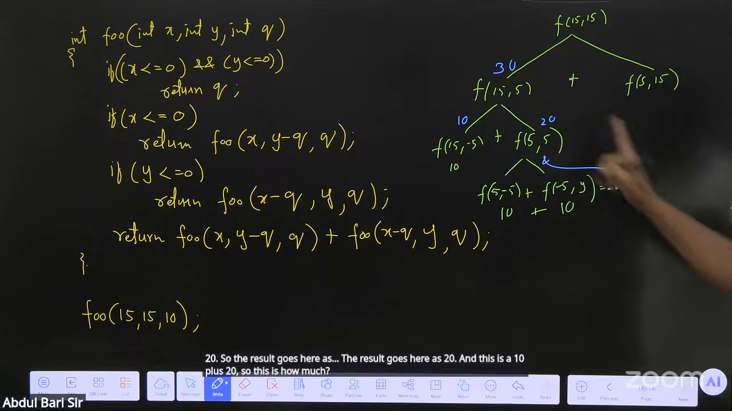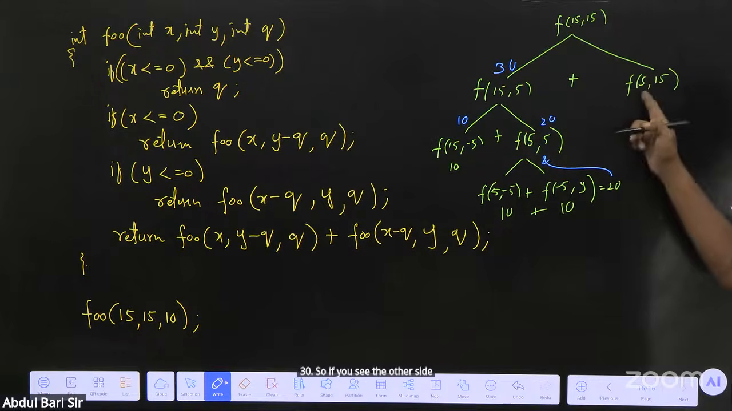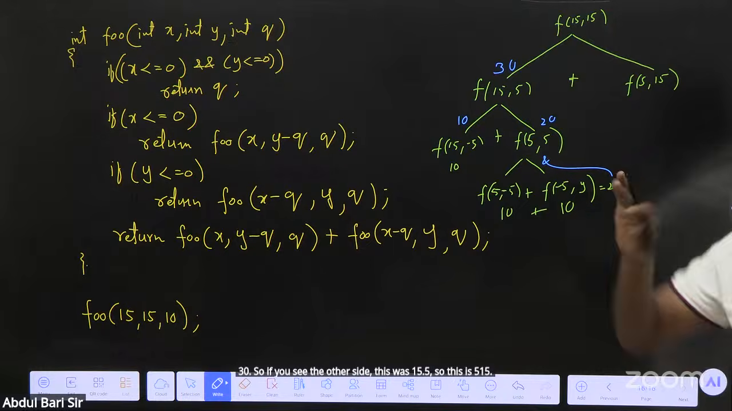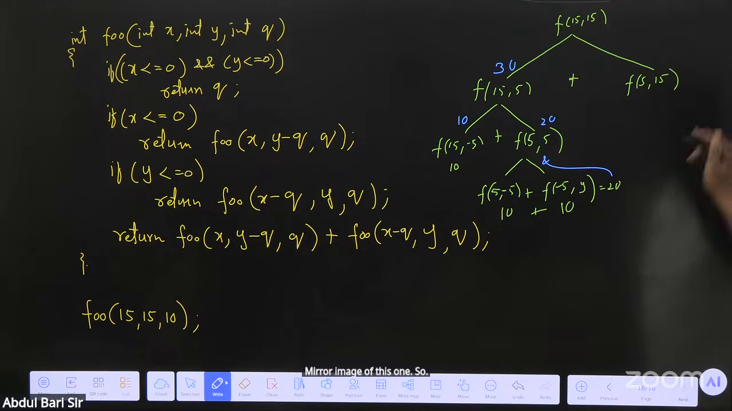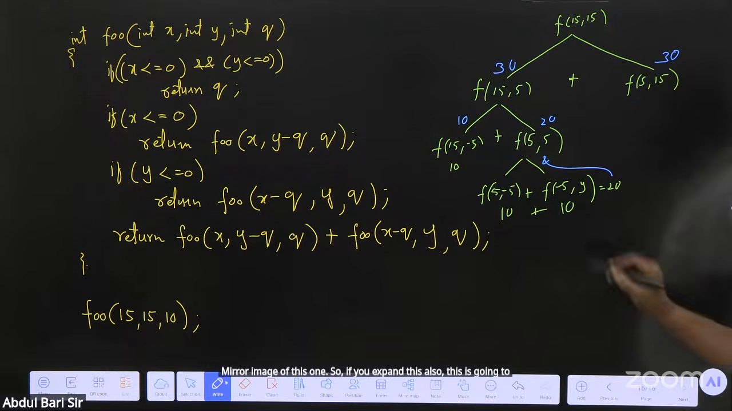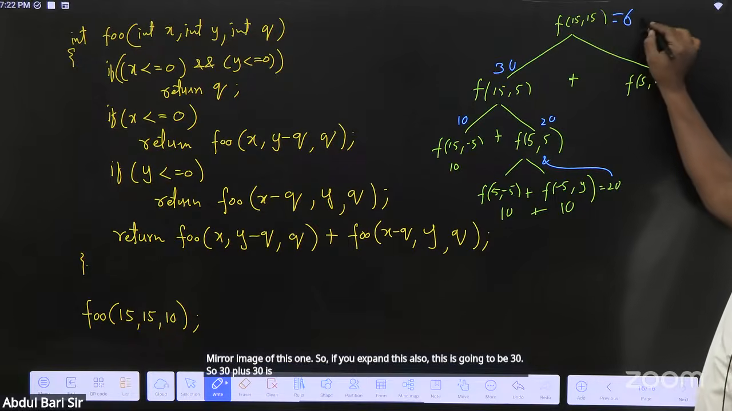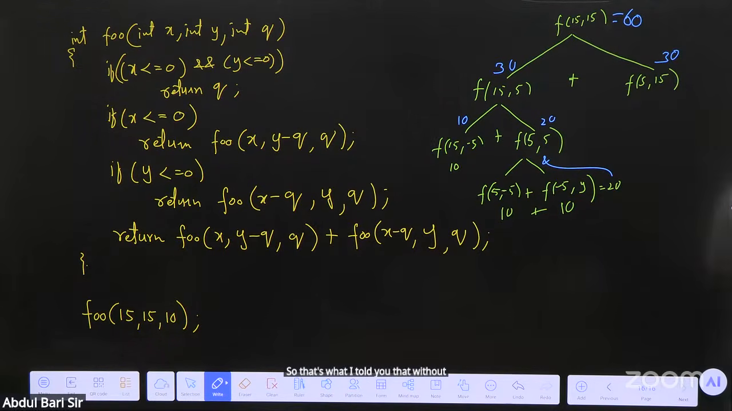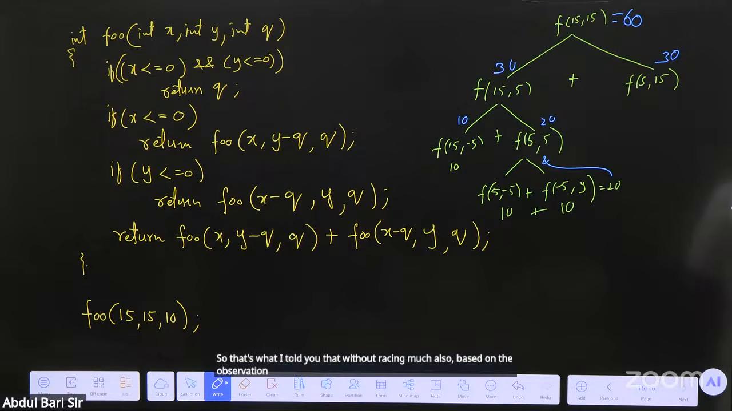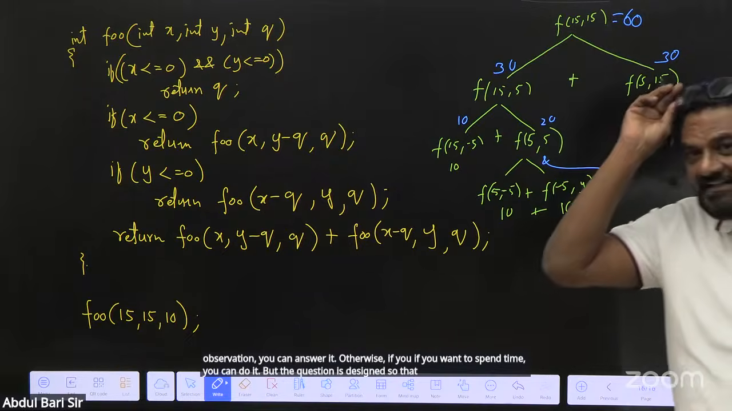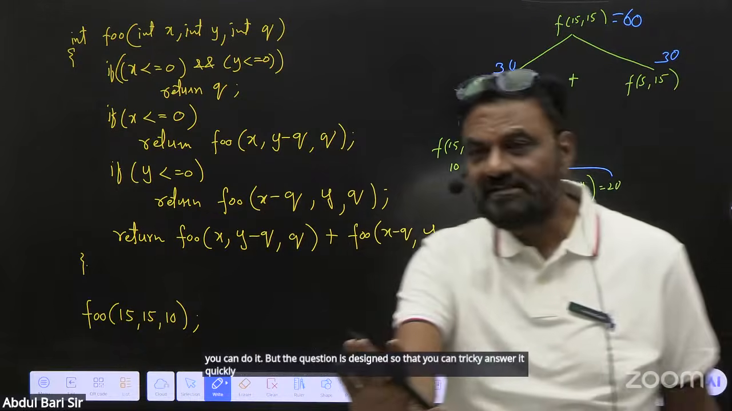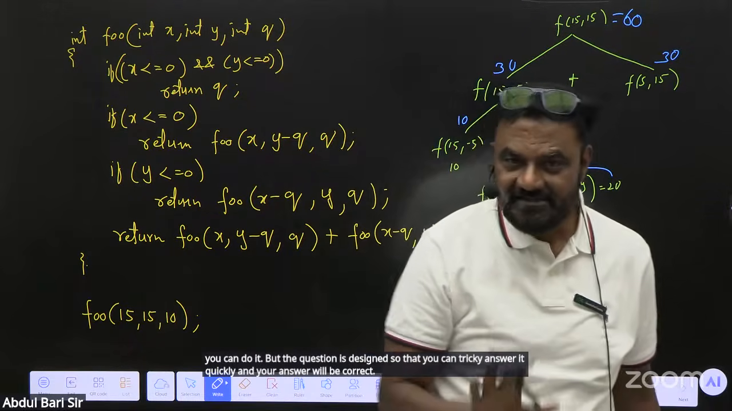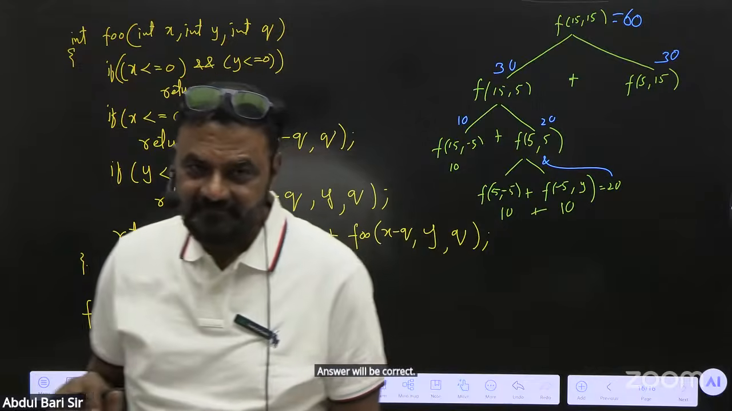30. So if you see the other side, this was 15, 5. So this is 5, 15. Mirror image of this one. So if you expand this also, this is going to be 30. So 30 plus 30 is how much? 60. So that's what I told you, that without tracing much also, based on the observation, you can answer it. Otherwise, if you want to spend time, you can do it. But the question is designed so that you can trickily answer it quickly and your answer will be correct. All right.